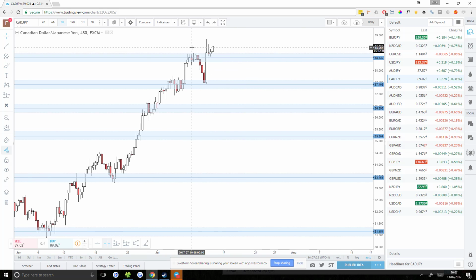CAD-JPY also, that ended up being a really good trade. Although that one did turn around really fast, but it easily hit its target down here at the support area.